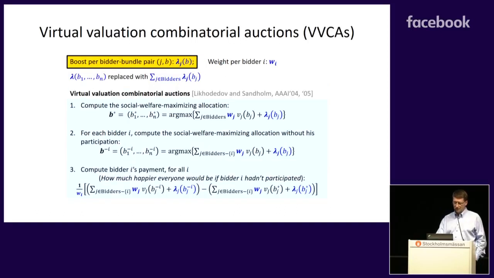All right. Virtual valuation combinatorial auctions is a class that we introduced with Anton Likhodedov. It's like the affine maximizer auctions, except with a restricted boosting space. So each lambda is replaced by the sum over the bidders of a bidder-specific lambda of the bundle at hand. So now we have a somewhat restricted lambda space to optimize over. And again, steps 1, 2, and 3 are the same.